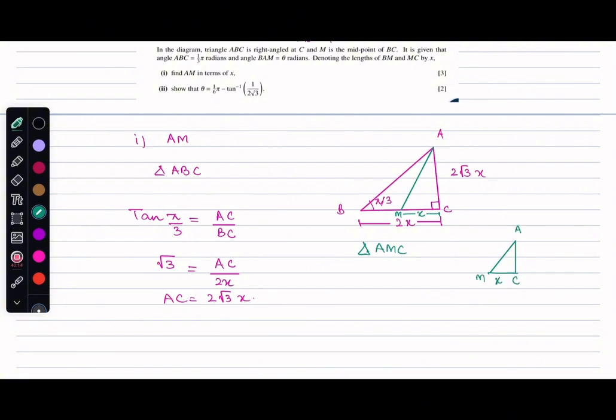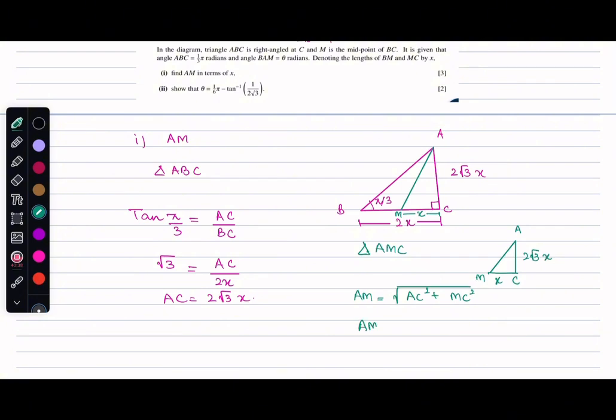MC is x. AC we just found out to be 2 square root of 3 times x, and this is AM that we are supposed to find out. So using the Pythagoras theorem, I can say AM shall be equal to the square root of AC the whole square, which is the perpendicular, and MC the whole square, which is going to be the base value.